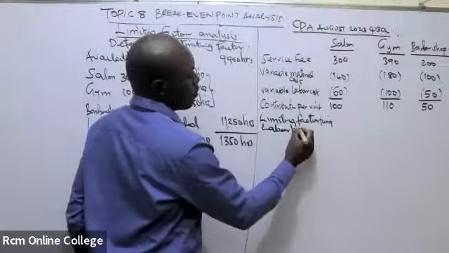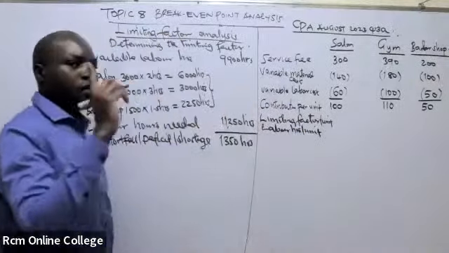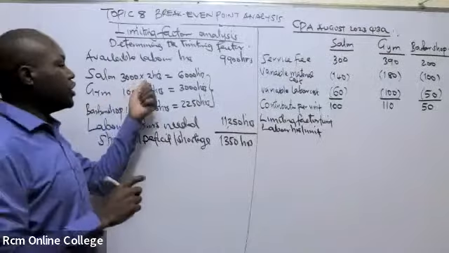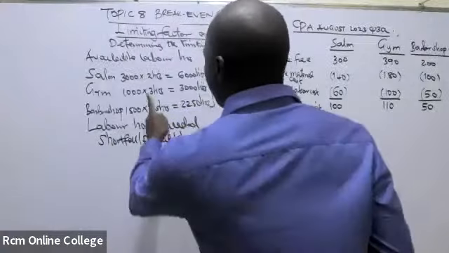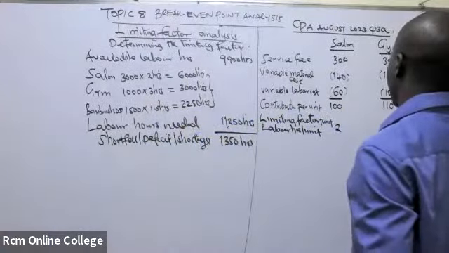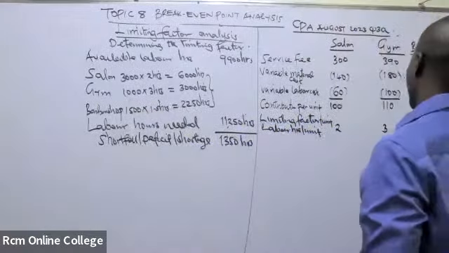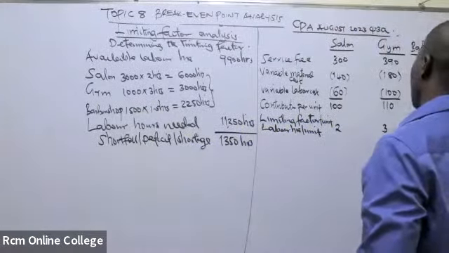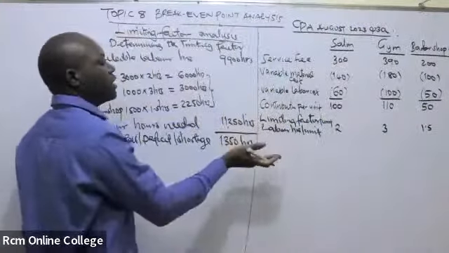For us to be able to serve our clients in the salon, we need 2 hours. For us to be able to serve the clients in the gym, we need 3 hours. For us to be able to serve clients in the barber shop, we need 1.5 hours. Can we now go ahead and get the benefit per limiting factor?